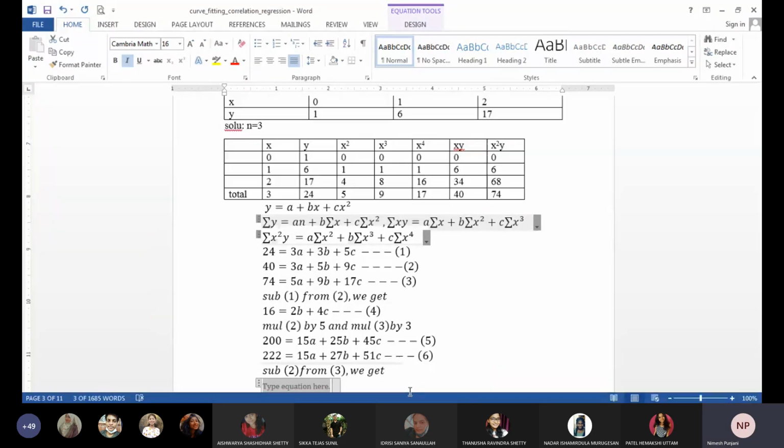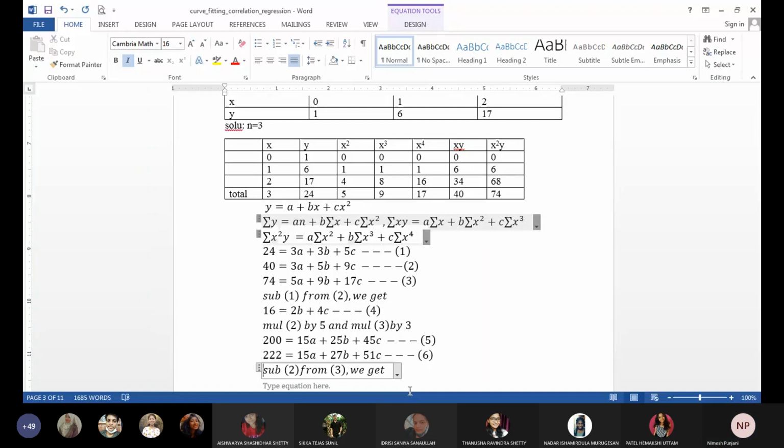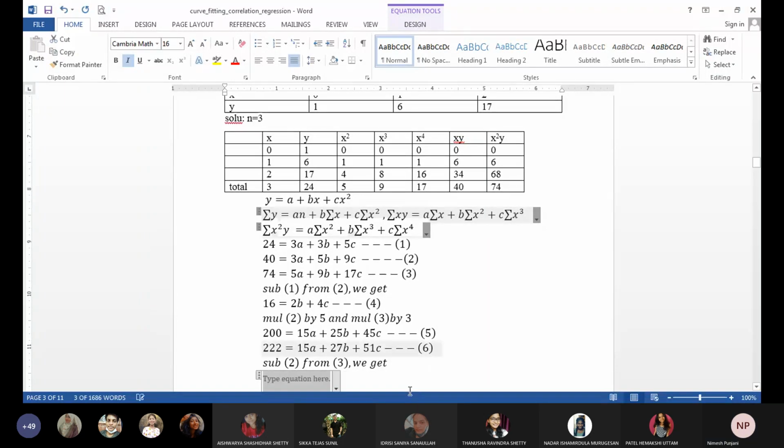Subtracting 2 from 3. Okay, subtracting 2 from 3, मतलब 3 minus 2. So what we get? 22 equals to 2b plus 6c. This I take it as equation 7.